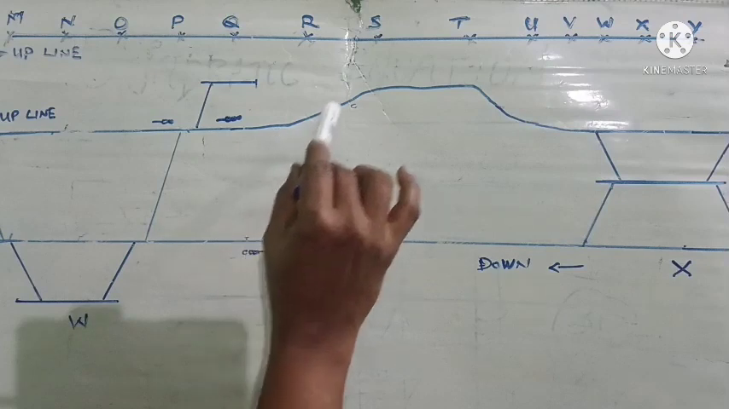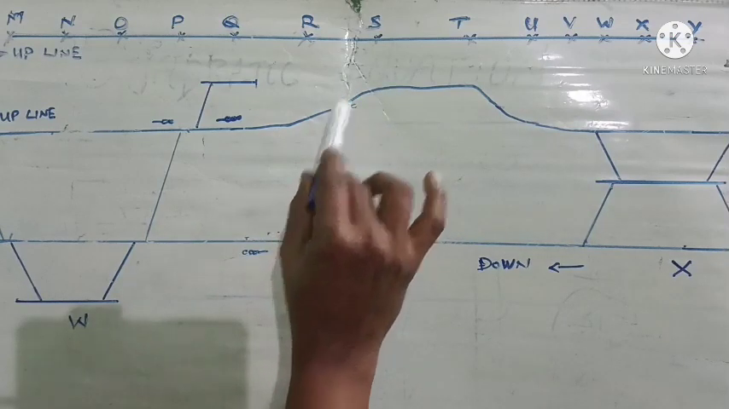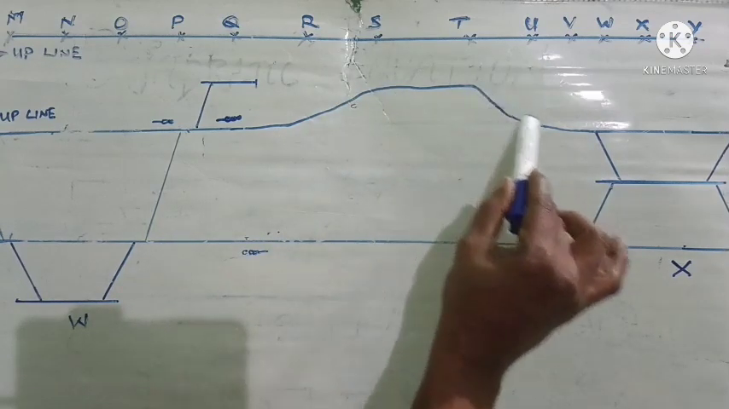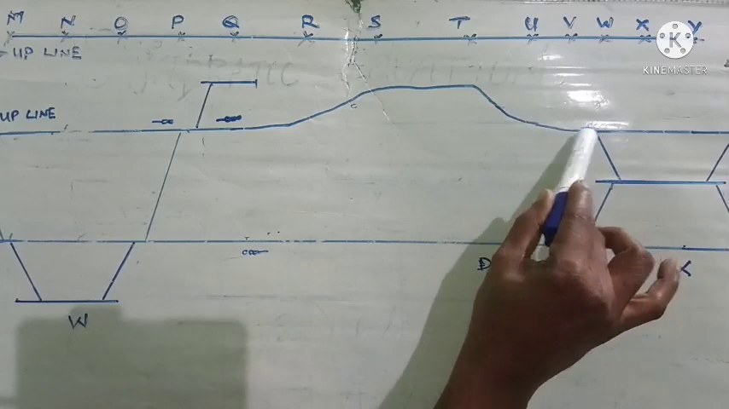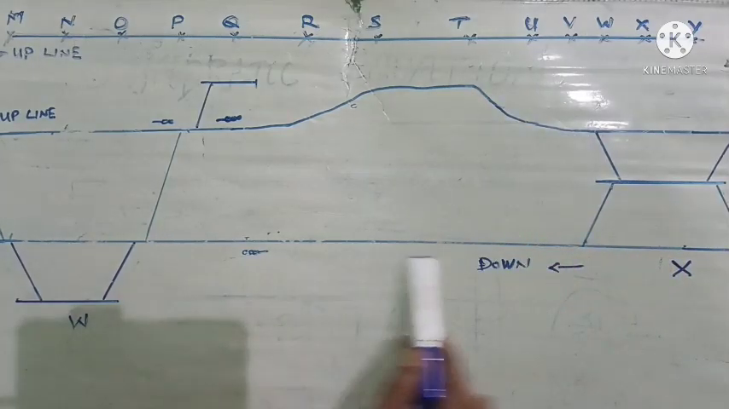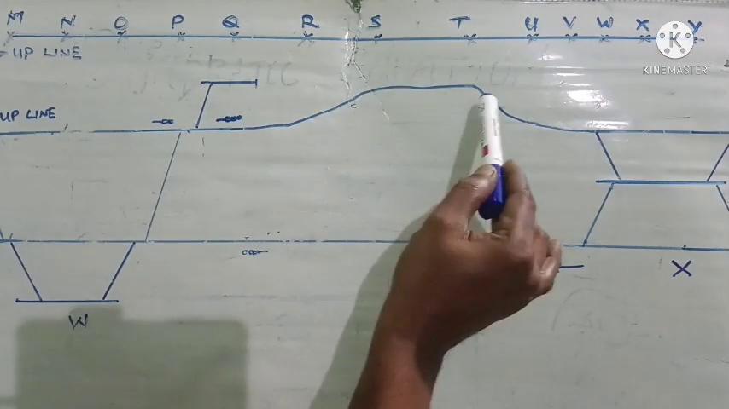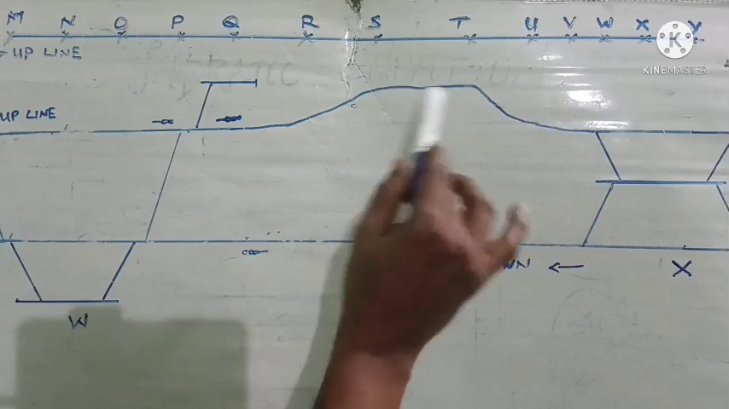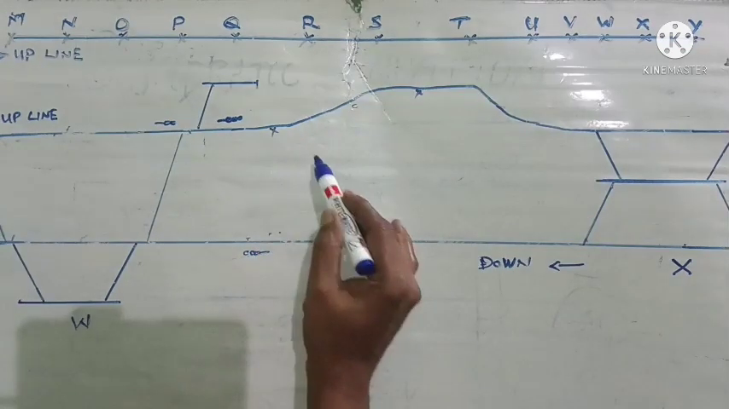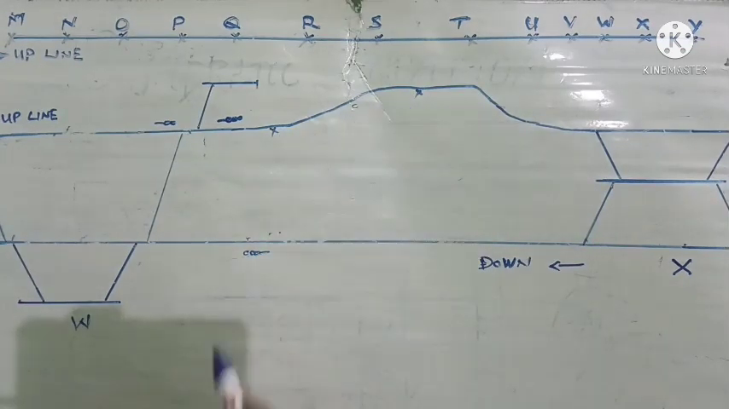So here this rising of the track we will call a rising gradient. Here we can see it is falling, so here it is a falling gradient. Here the downline, no problem, it is in a plane surface, but here the upline is rising and falling, and also in certain areas it is in plane. Now we will take this portion of the upline track separately to see how the gradient is named. Normally the gradients will be named 1 in 400 or 1 in 260 or 1 in 100, like that.